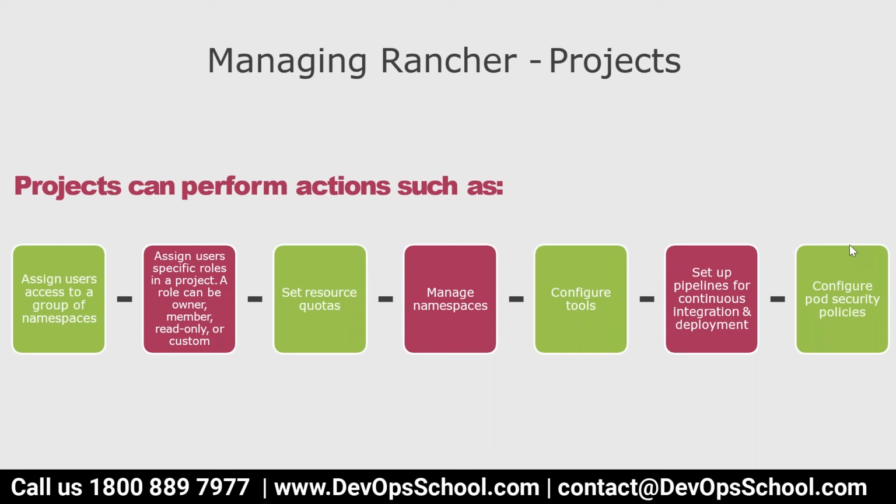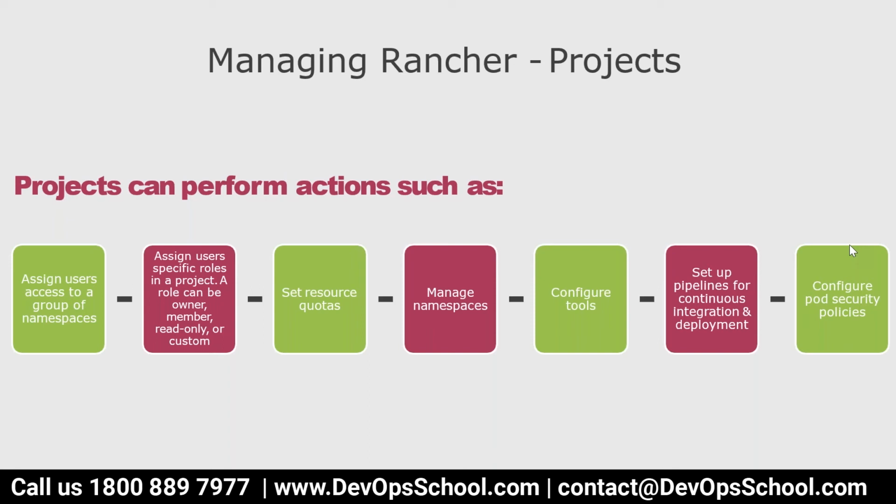As I said, in a project you can have multiple namespaces. It can manage the namespaces also. You can configure the tools also. Let's say for some projects you want SonarQube or Jira or some specific tool, like a log monitoring tool. You can make it available for the project. Set up pipelines for continuous CI/CD also. CI/CD means build, test, deployment and all. You can also do it at the project level, and also configure pod security policies. So these are the actions a project can perform in Rancher.